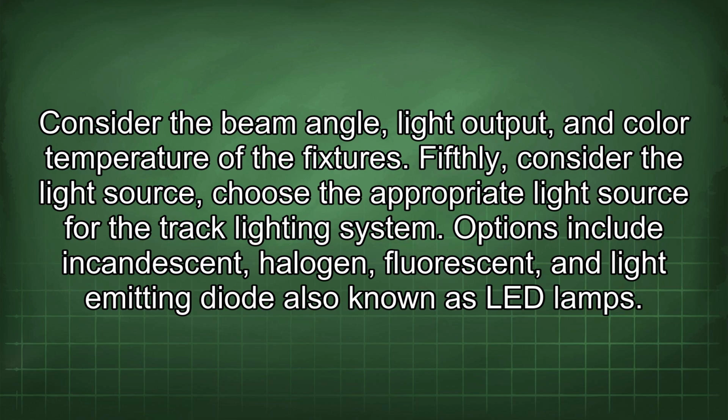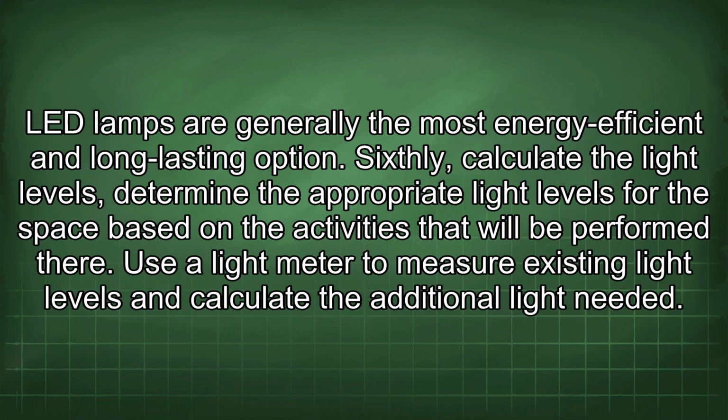Fifthly, consider the light source. Choose the appropriate light source for the track lighting system. Options include incandescent, halogen, fluorescent, and light-emitting diode, also known as LED lamps. LED lamps are generally the most energy-efficient and long-lasting option.